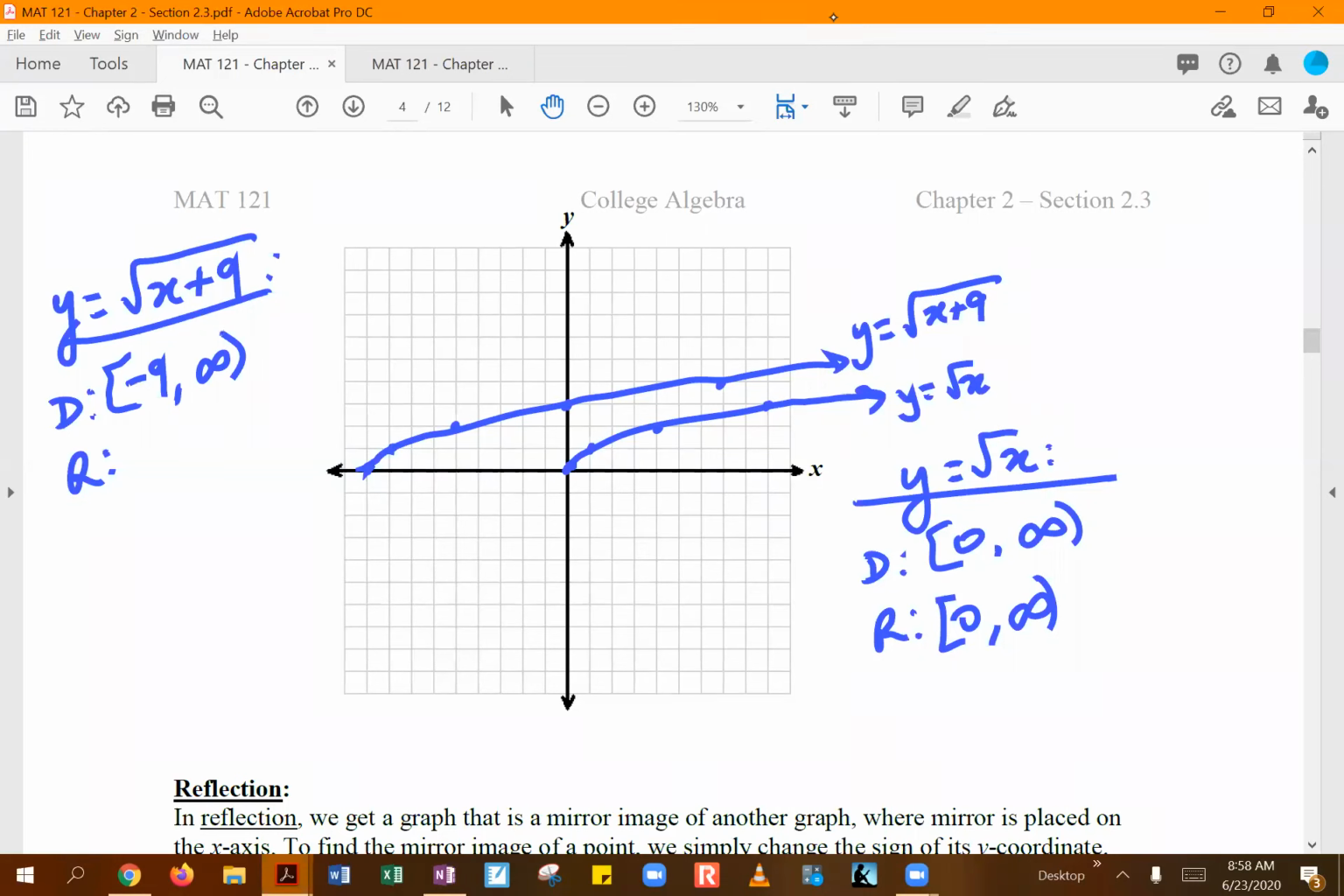Meredith, very good. Has your range changed? Yes. Okay, what do you think, Julian, is the new range then?